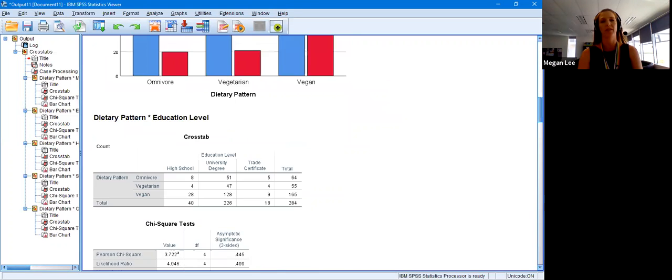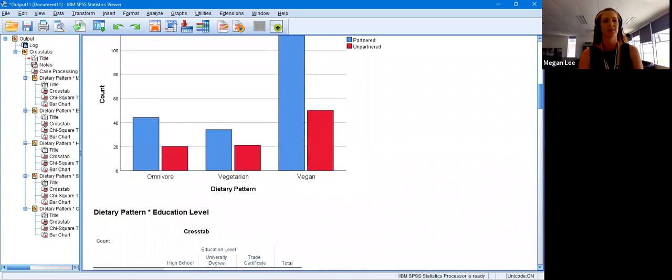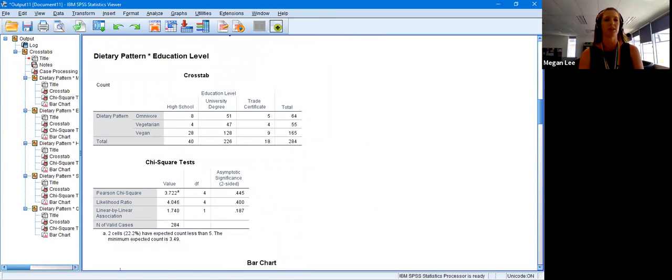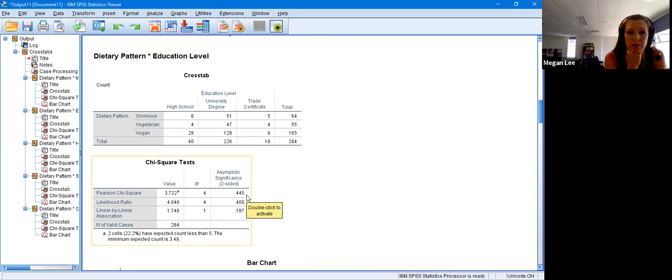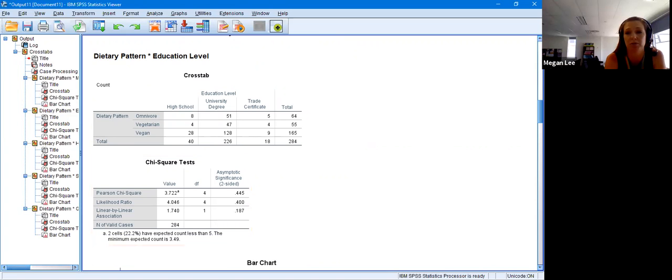Okay. All right, so marital status wasn't significant. Let's look at education. Probably the same thing will happen here because there are so many university educated people. So what's our significance level for high school, university and trade across the 3 dietary patterns? Not significant. So we would exclude education level from our analysis as well.